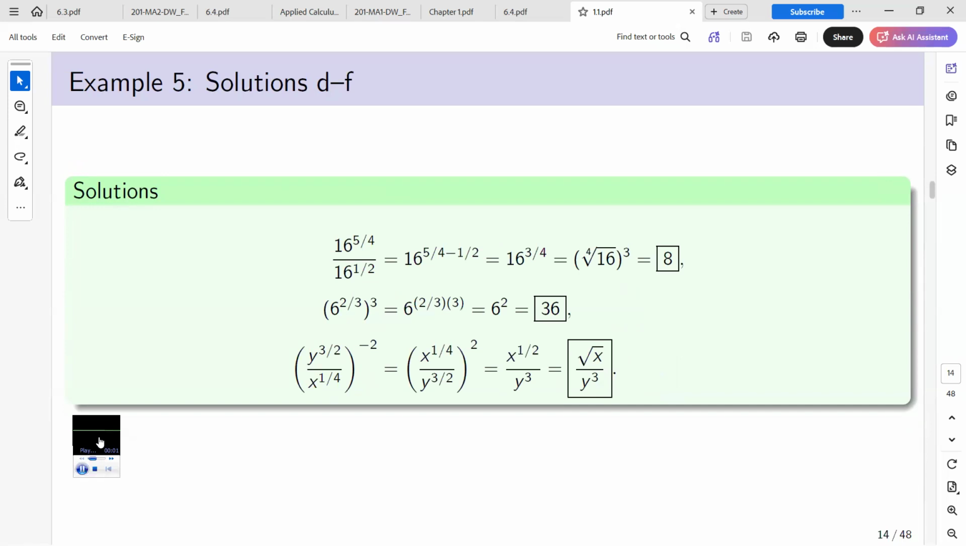For Part D, first subtract the exponents because the bases agree. Part E is a power of a power. In Part F, the negative exponent flips the fraction before the exponent is distributed.